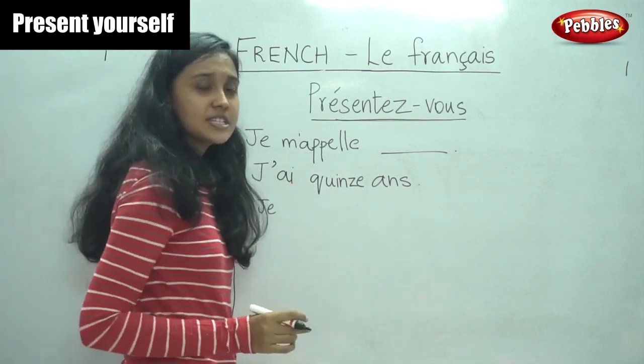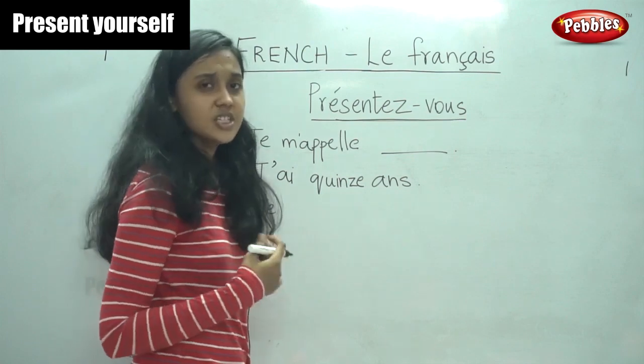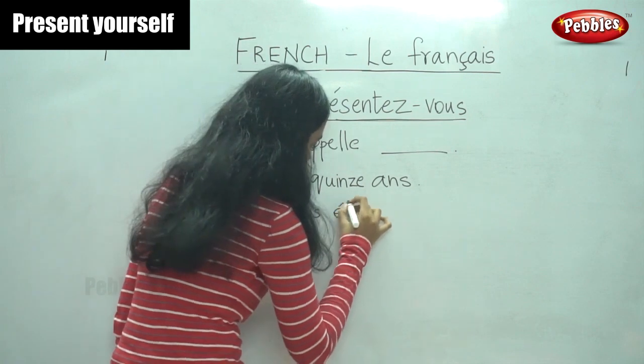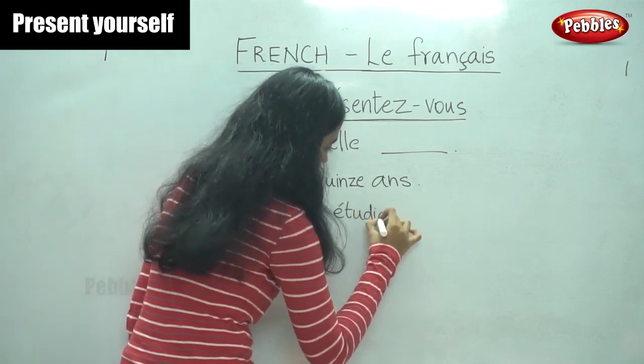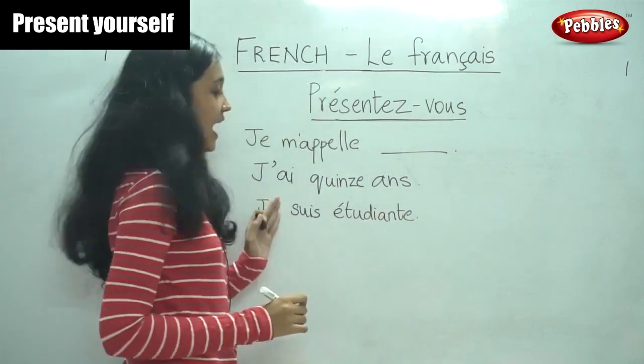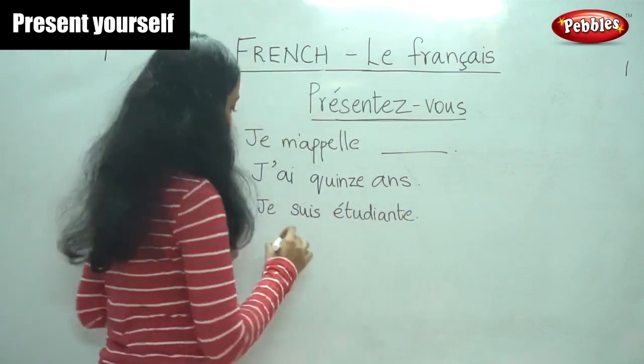Next. What would you say about yourself? You would say you are a student. Je suis étudiant. I am a student.